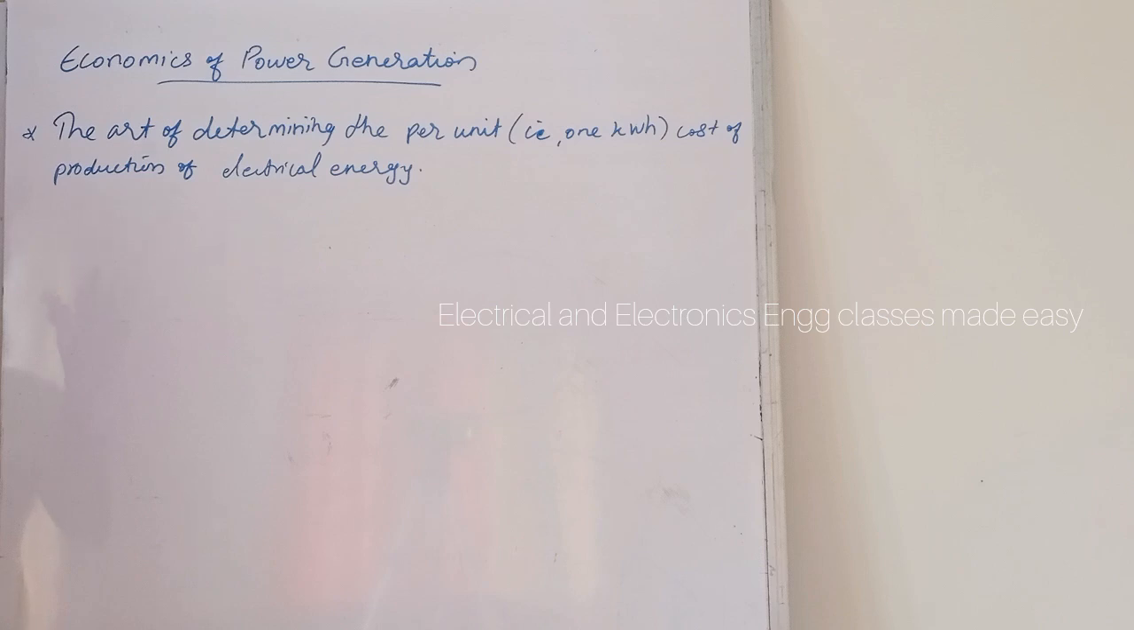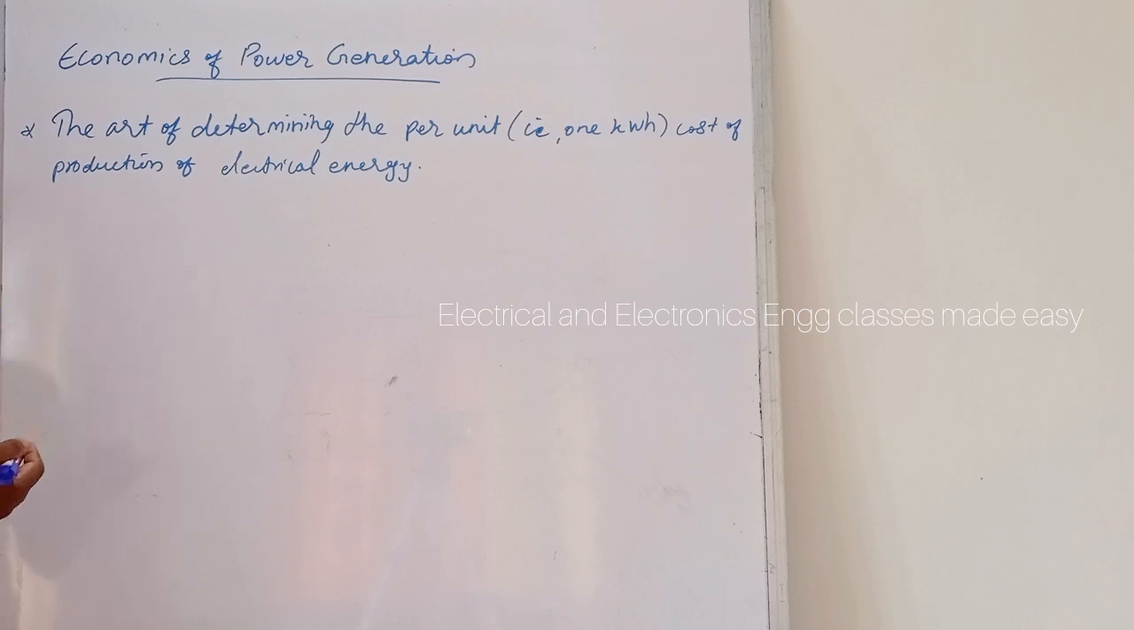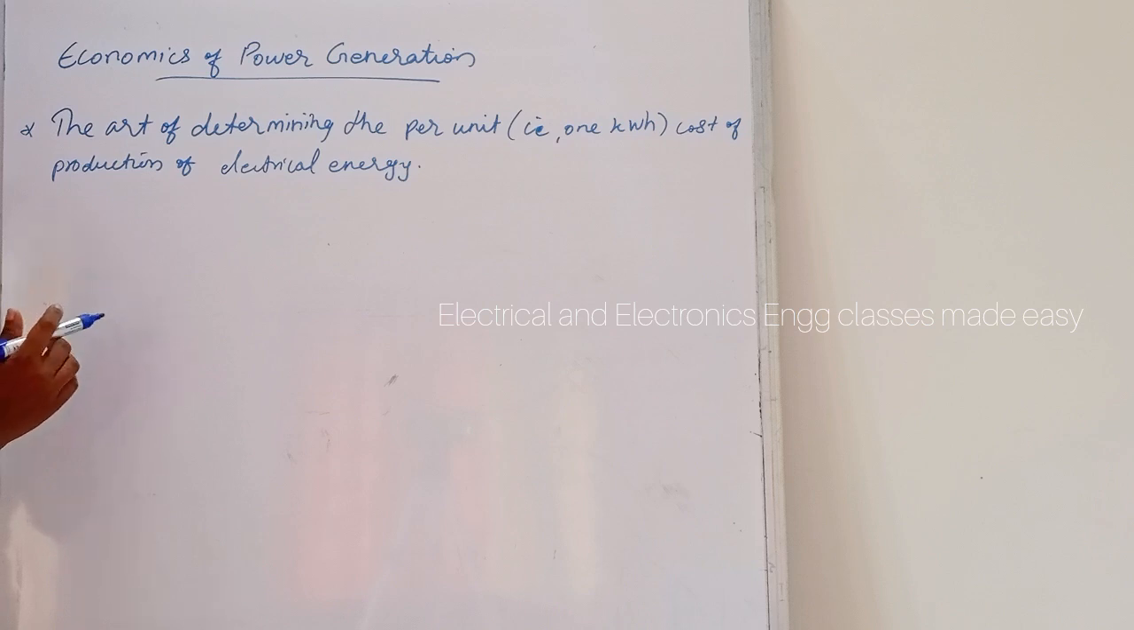So the problem of determining the cost of production of electrical energy is highly complex and poses a challenge to power engineers. And there are several factors which influence the production cost, such as cost of land and equipment, then depreciation of equipment, interest on capital investment, etc. Therefore, a careful study has to be made to calculate the cost of production.